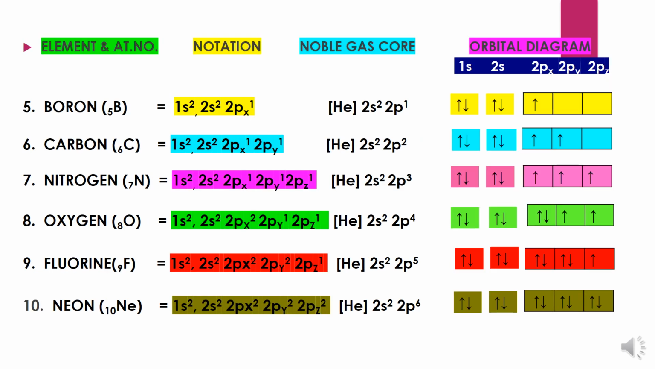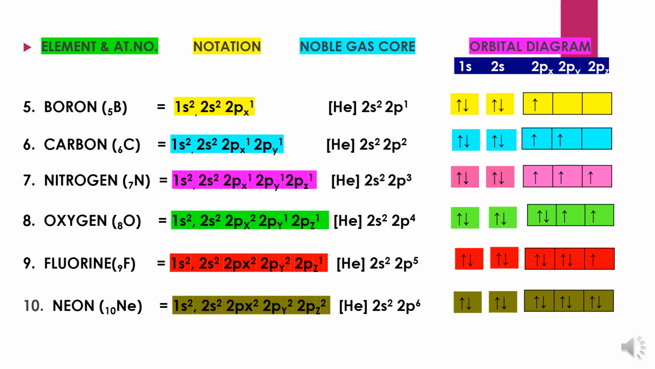Next, atomic number 5, boron. Now for the 5th electron, you need to start filling the p orbital, and as you know, there are 3 types of p orbitals: 2px, 2py, 2pz. So you need to draw the orbitals in this way. Now put just 1 electron in 2px, and then for carbon, this electron will enter 2py. For nitrogen, this electron will enter 2pz. This is in accordance with Hund's rule of maximum multiplicity.